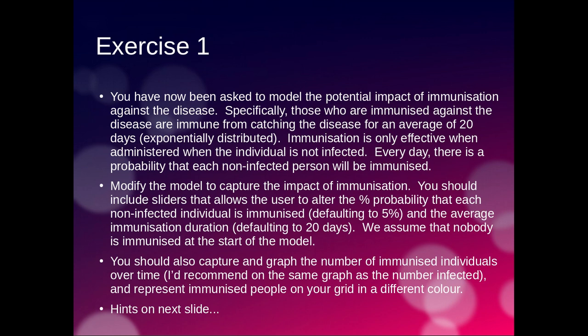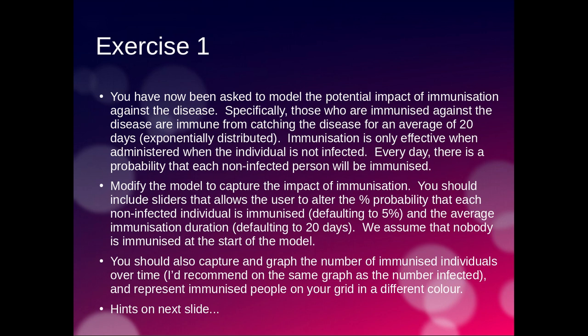So let's imagine you've now been asked to model the potential impact of immunisation against the disease. And specifically, those who are immunised against the disease will be immune from catching the disease for an average of 20 days, although like the disease duration, that will be exponentially distributed. Immunisation is only effective when administered when the individual is not infected, so you can only have non-infected people being immunised. And every day there's a probability that each non-infected person will be immunised.